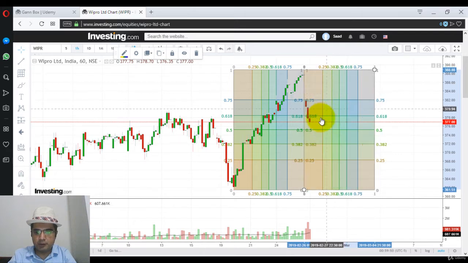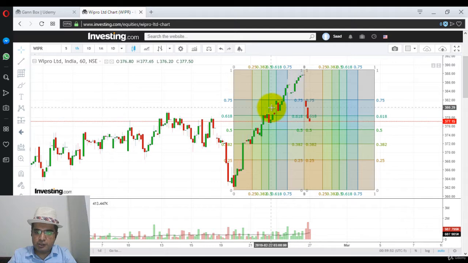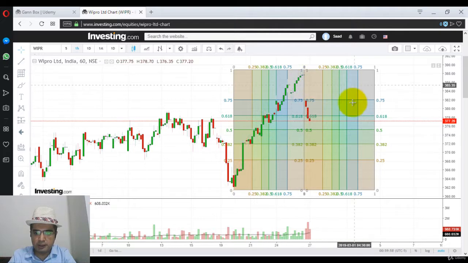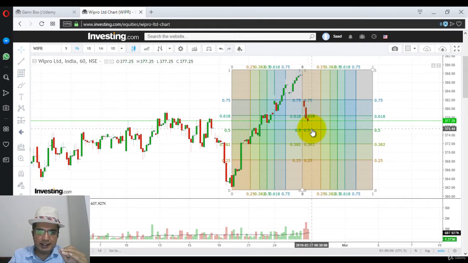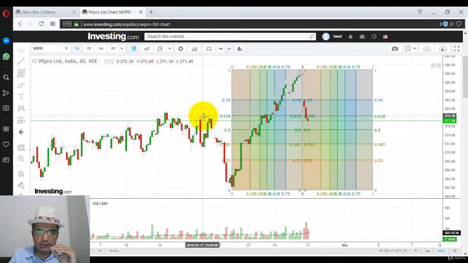Here we go. So now, I've just copied and pasted it here. From this low till this high was this first Gann Box. Now this is the second Gann Box. Now if you look closely from 377.20 where it is currently trading, the first end is this 50% mark, which is at 375. Then it goes to 371.